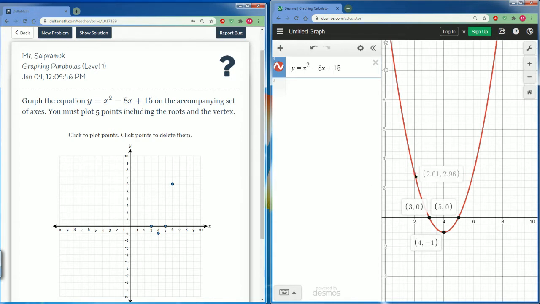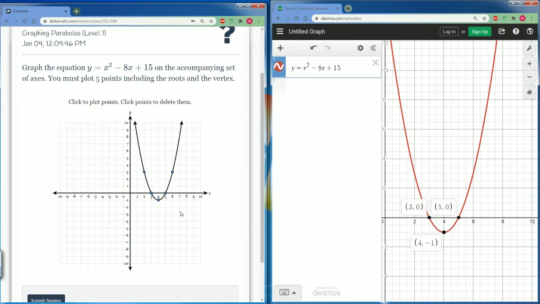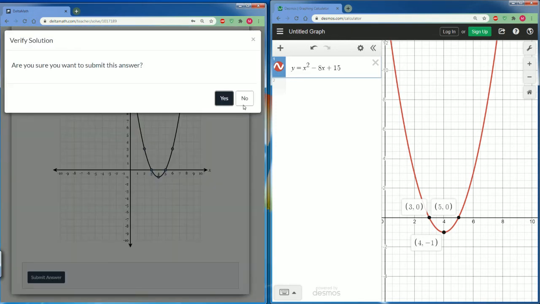Wait, let's do that one more time. So I have 2, 3 as a good one, and I have 6, 3. Okay, so it should look like that. You see how it's perfectly like a parabola, and you hit submit.